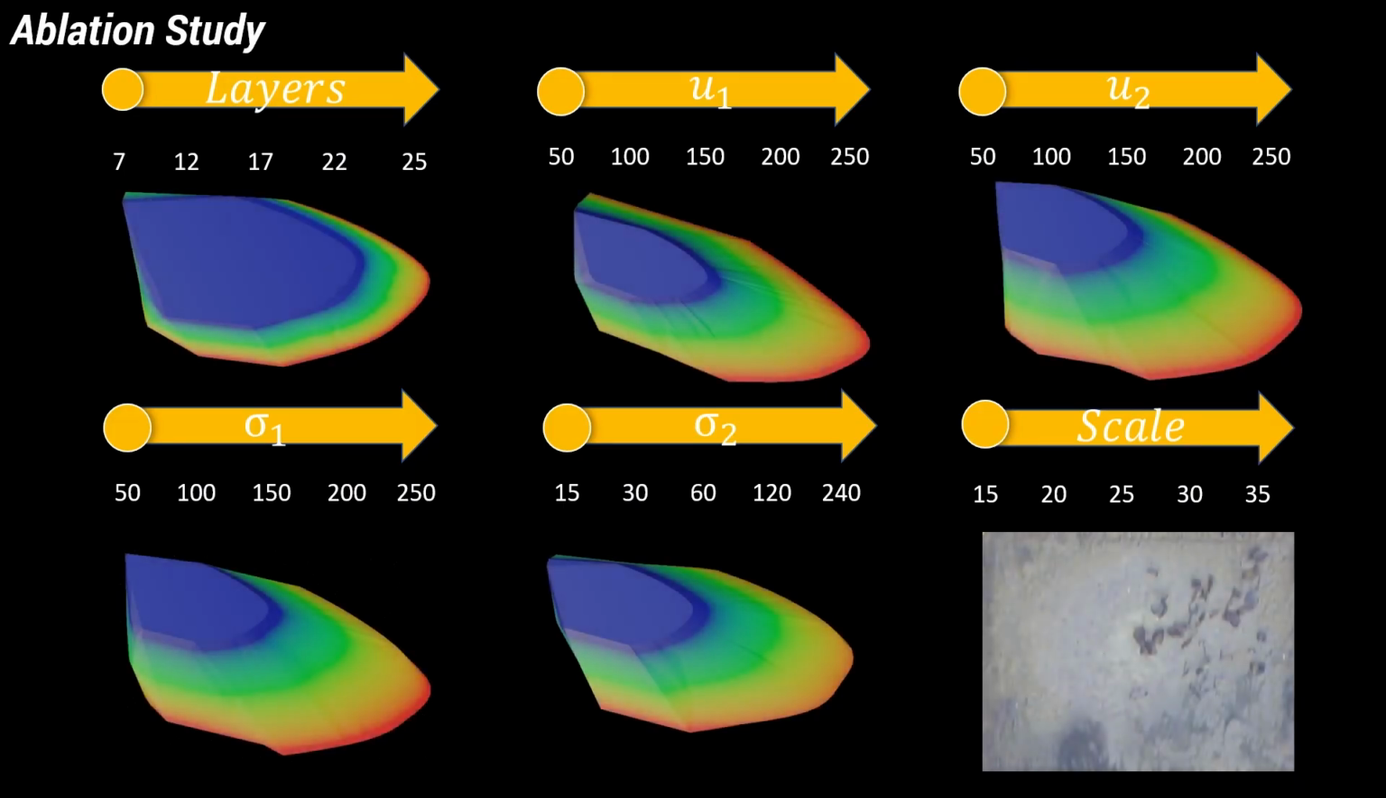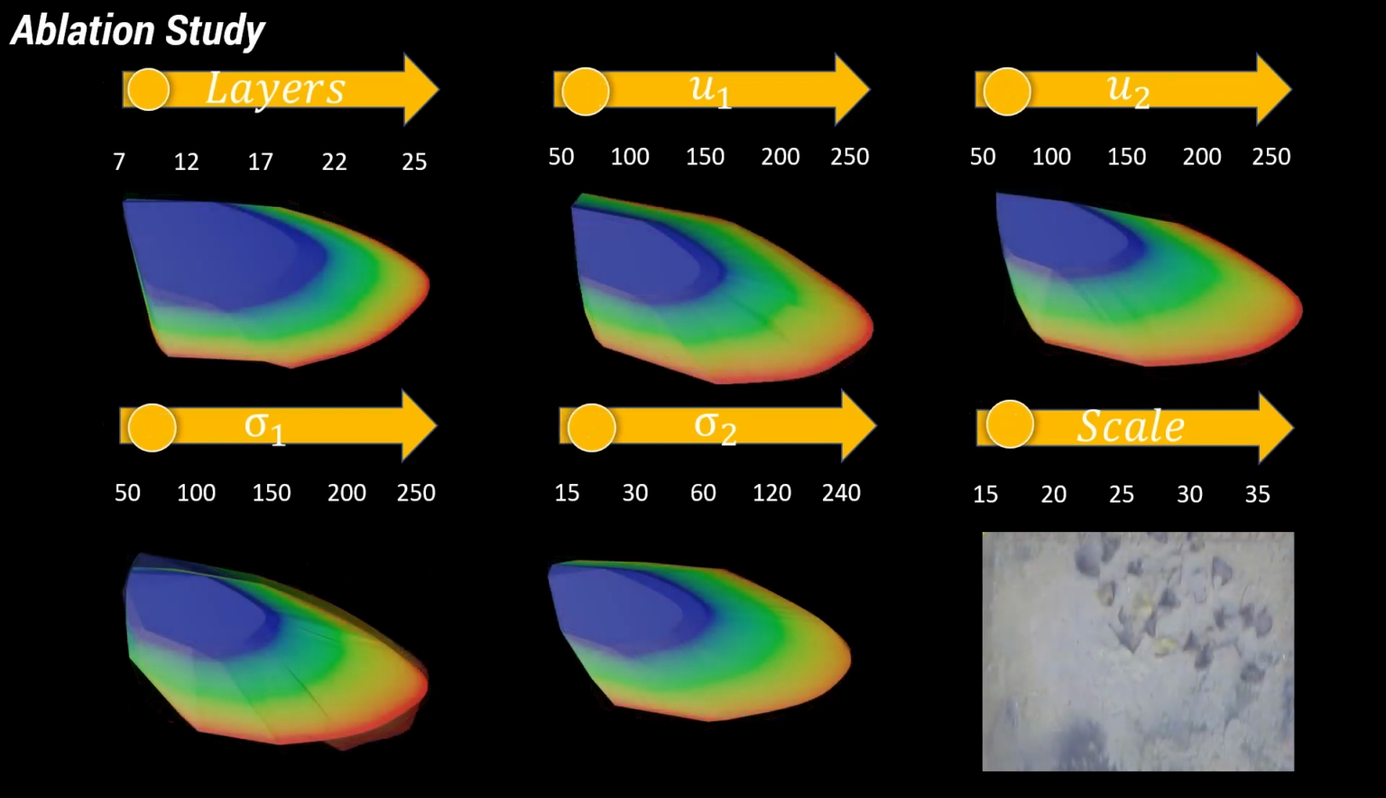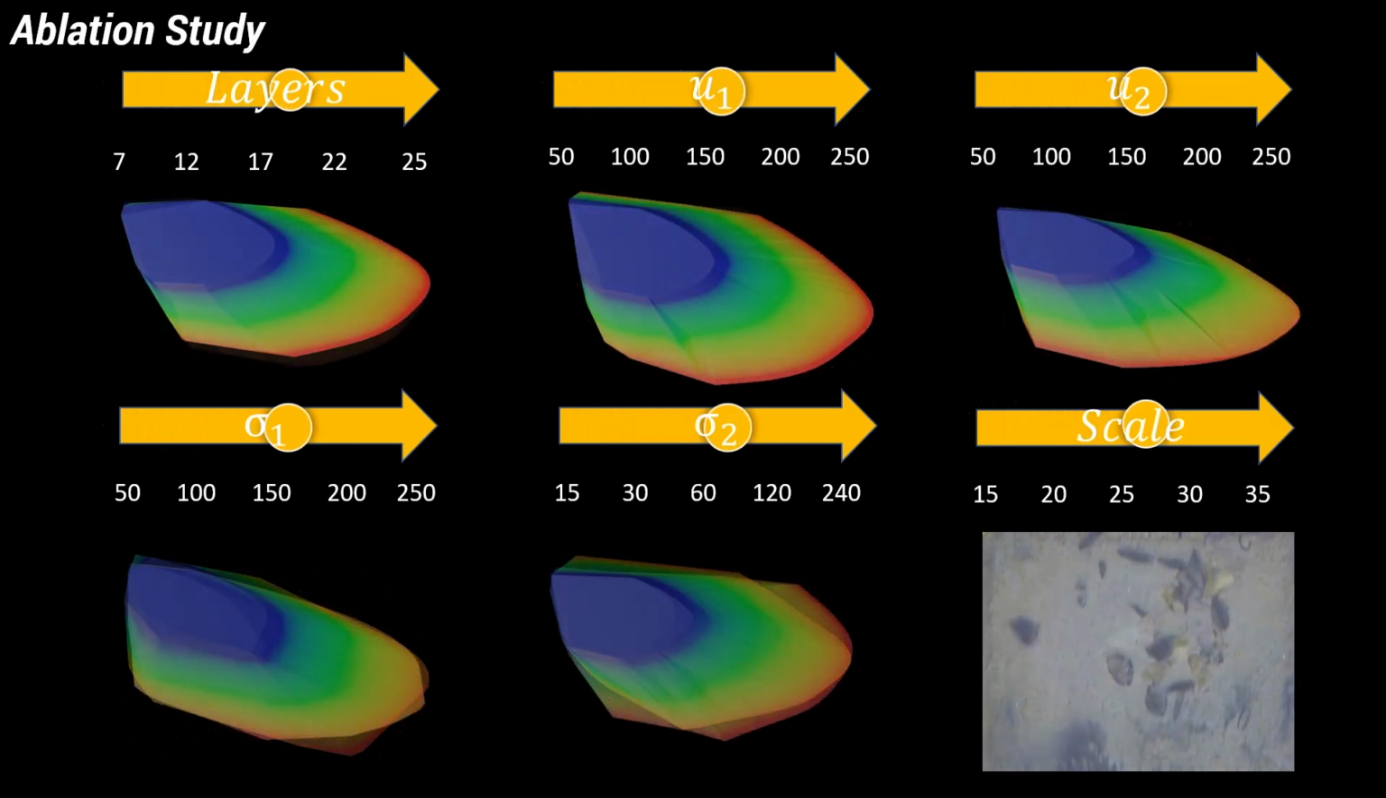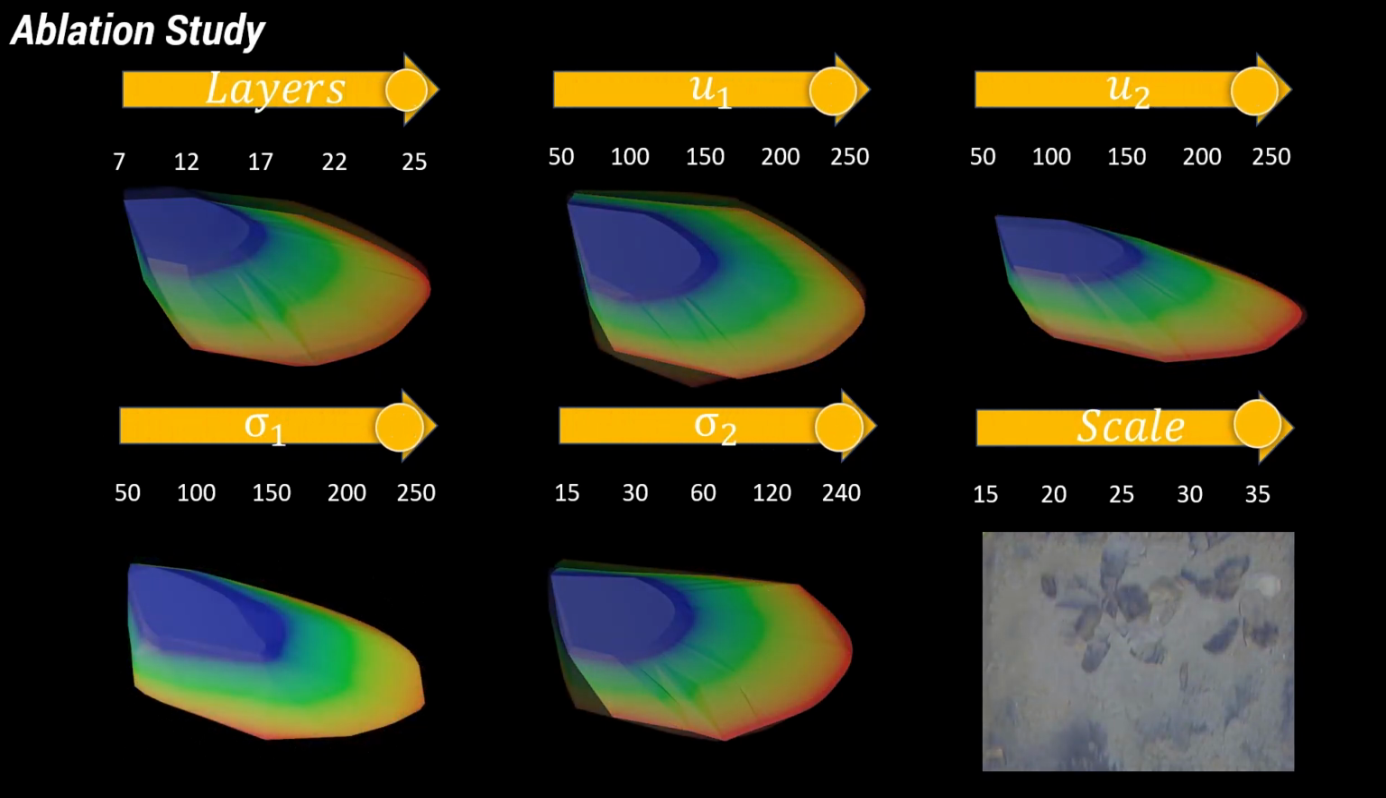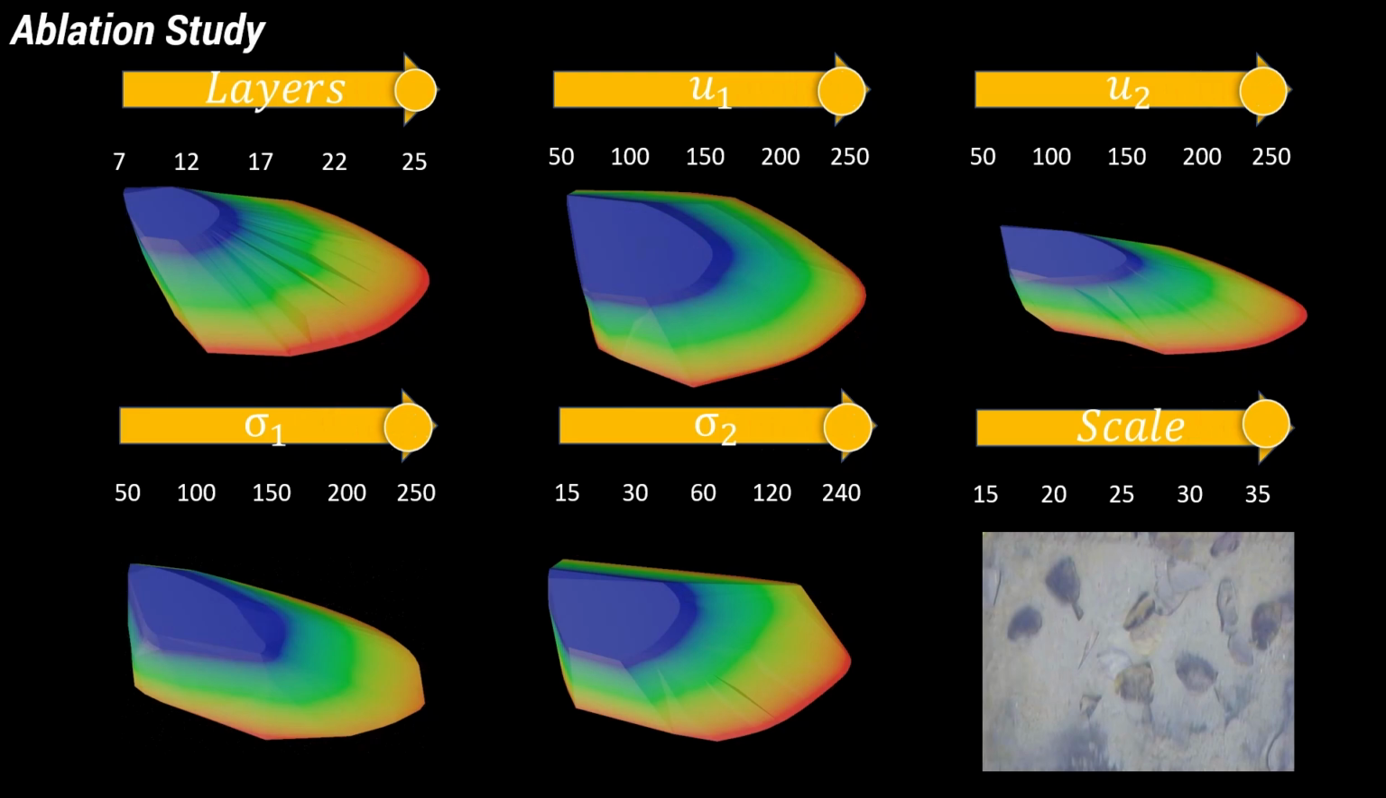Here, we show how the oyster models will look different when we change the parameters that are used to model the oysters. When the parameters are either too small or too large, they no longer look like an oyster.